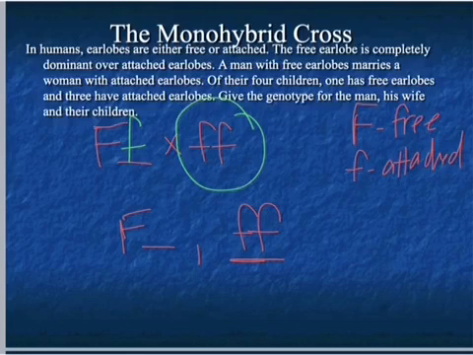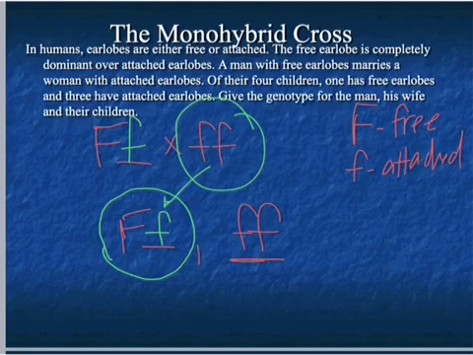Along that same train of thought, for this child here that has free earlobes, we know that the big F could be donated by the father, but we know since the mother only has little f's to donate, that that individual must be heterozygous.